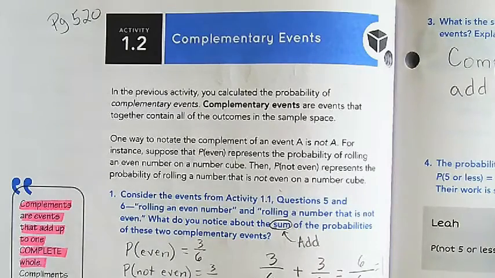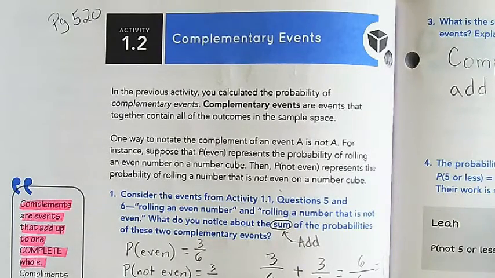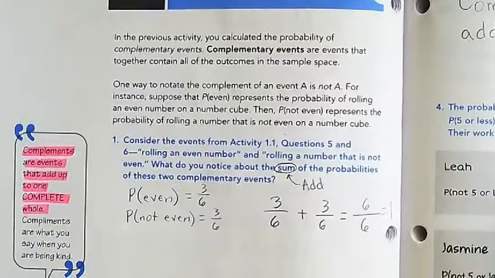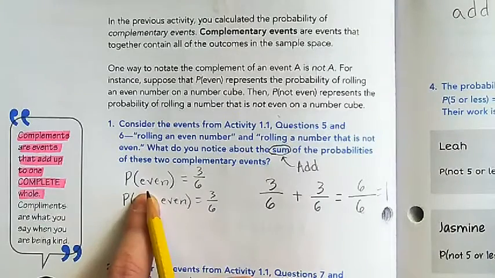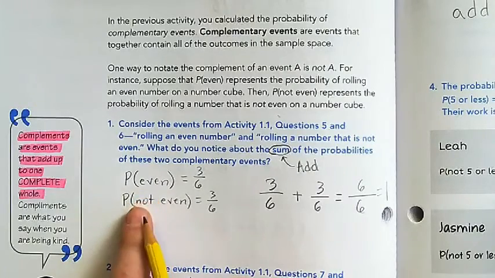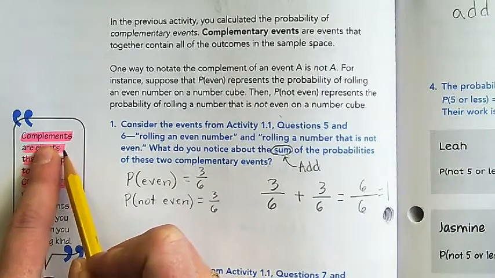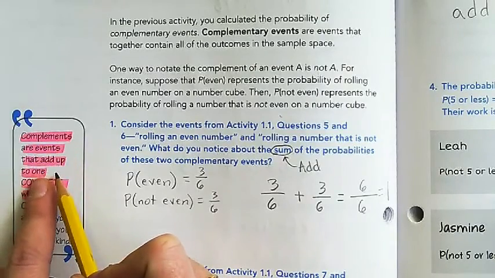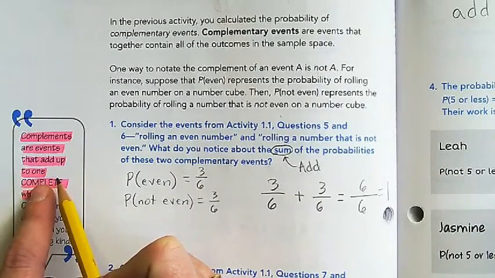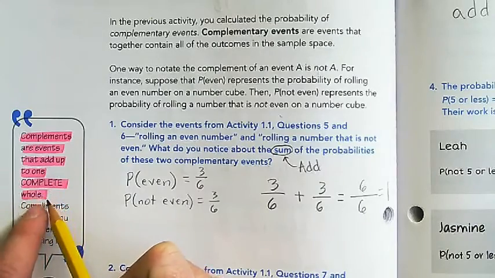Yesterday, this is where we ended up. This is the last thing that we talked about yesterday. Complementary events. As a review, the probability of an event happening, its complement is going to be the probability of the event not happening. And what's special about complements is over here in this bubble. Complements are events that add up to one complete whole.